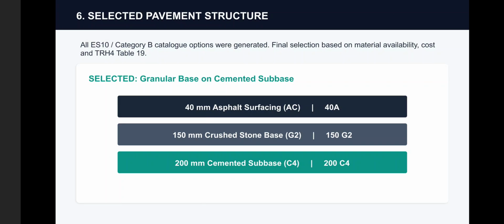After generating and comparing the available catalog options, I selected a granular base on a cemented subbase. The structure consists of 40 millimeters of asphalt surfacing, 150 millimeters of crushed stone base, and 200 millimeters of a cemented base. The combination of this was chosen based on the availability of the materials in this area.